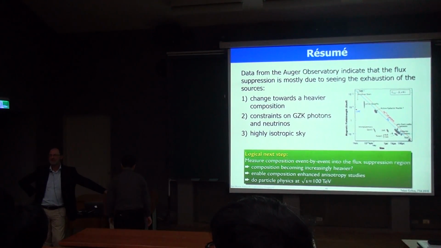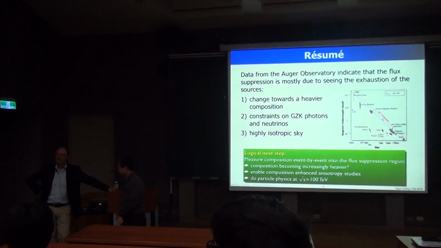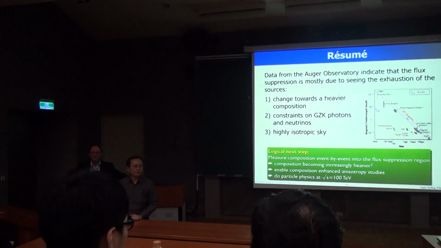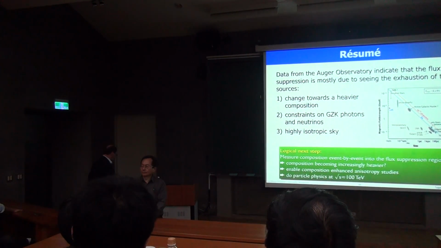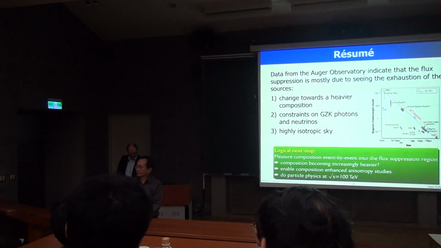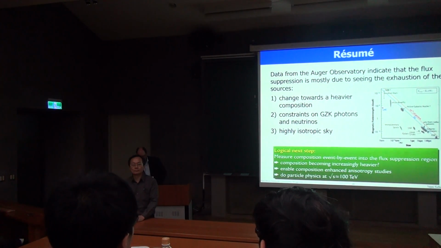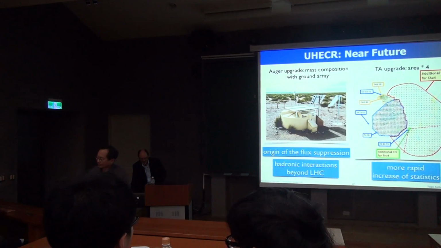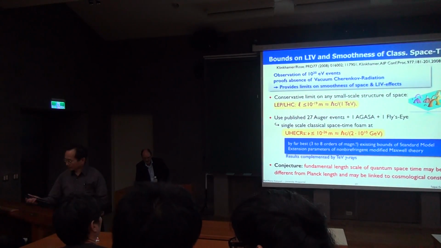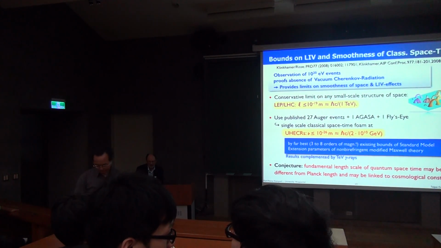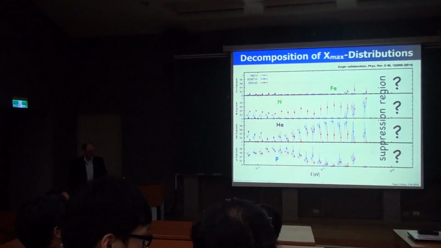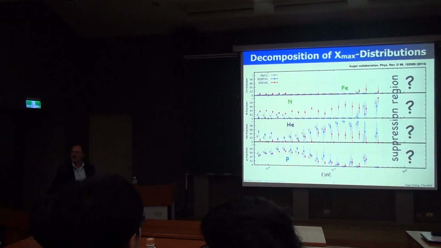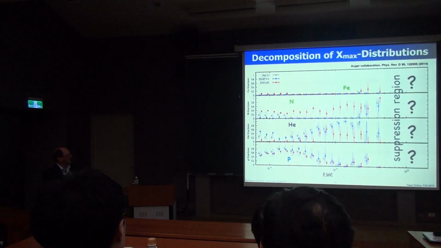You had changing composition, the top ones here. Does that occur after the ankle, or does it continue from below the 10 to 18? It starts, let me find it quickly. If I take this curve here, it actually starts to become heavier above the ankle. You see, the ankle is at 3 times 10 to the 18 electron volts.